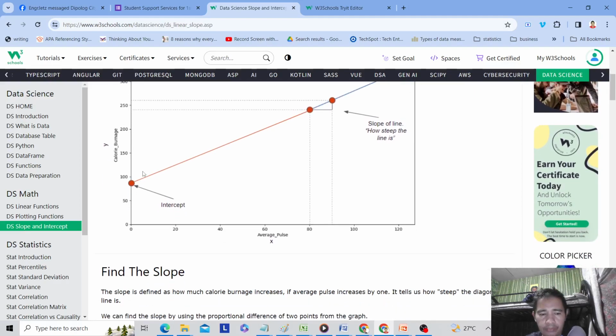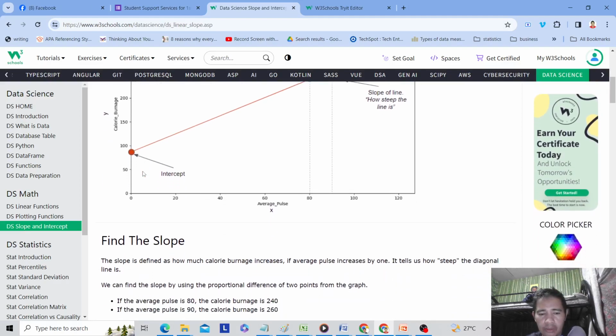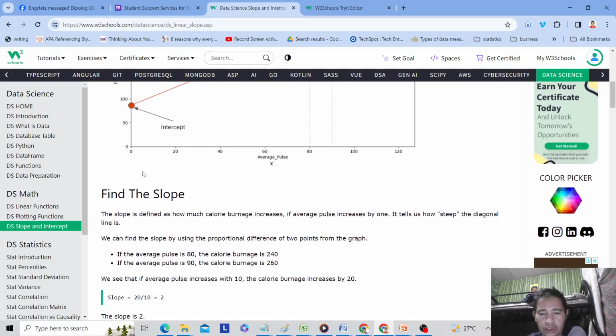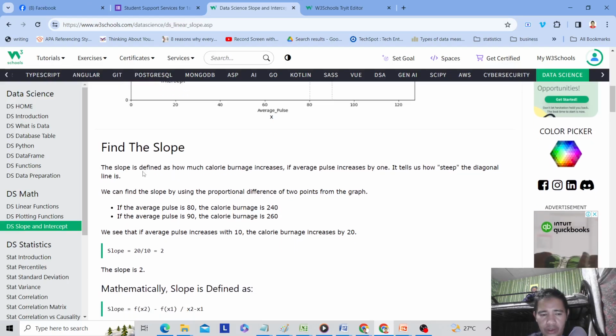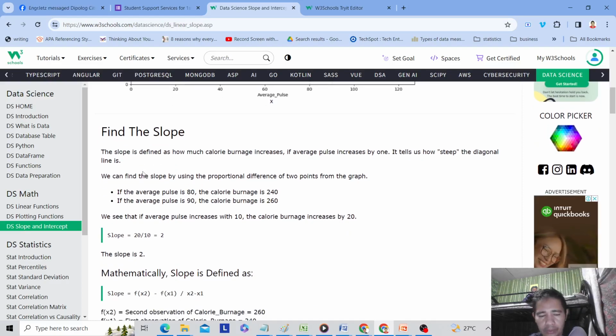Find the slope. The slope is defined as how much calorie burnage increases if the average pulse increases by 1. It tells us how steep the diagonal line is. We can find the slope by using the proportional difference of 2 points from the graph. If the average pulse is 80, the calorie burnage is 240. If the average pulse is 90, the calorie burnage is 260. We see that if the average pulse increases by 10, the calorie burnage increases by 20. So the slope is 20 divided by 10, which is equal to 2.